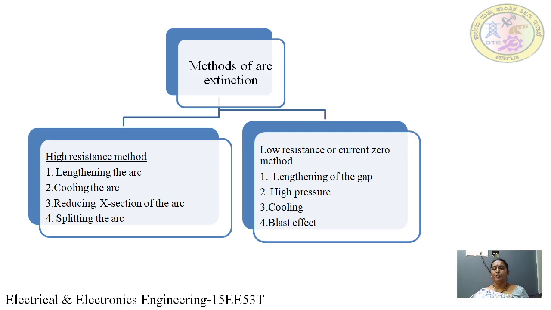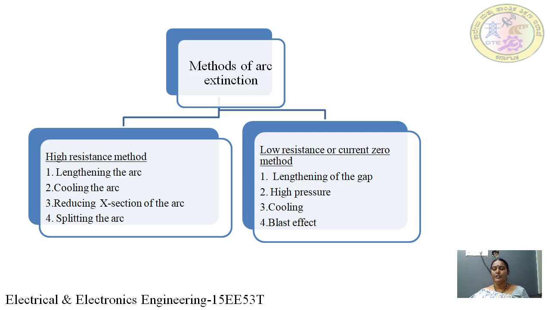Next, what are the methods of arc extinction? There are two methods of arc extinction. The first one is the high resistance method and the second is the low resistance or current zero method. In the high resistance method, there are four subdivisions. First one, lengthening of the arc. Second one, cooling of the arc. Third one, reducing the cross section of the arc. Fourth one, splitting of the arc.